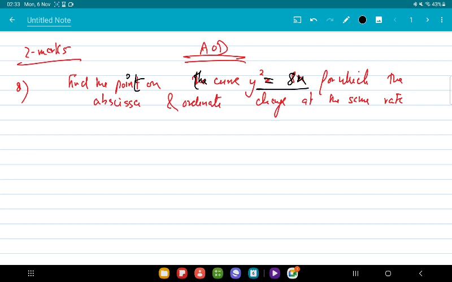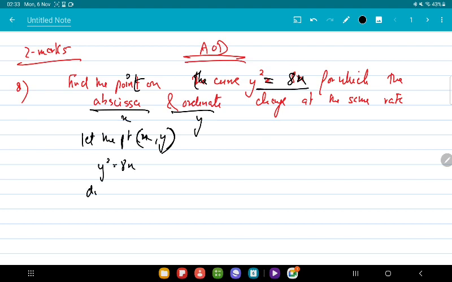If students do not understand my handwriting, sorry for it. The abscissa we call x and the ordinate is normally called y. So let the point be (x, y). And in the question it is given y square is equal to 8x, right? So once we differentiate it, we will get 2y dy/dt equals 8 dx/dt. Cancel the 2, y dy/dt and 4 dx/dt is what remains, right?